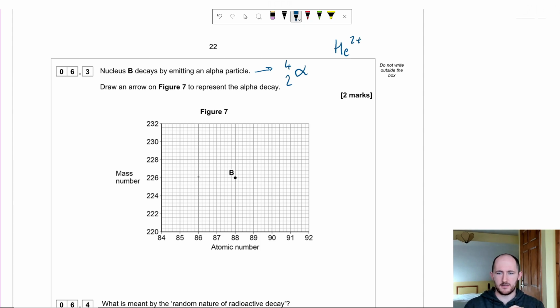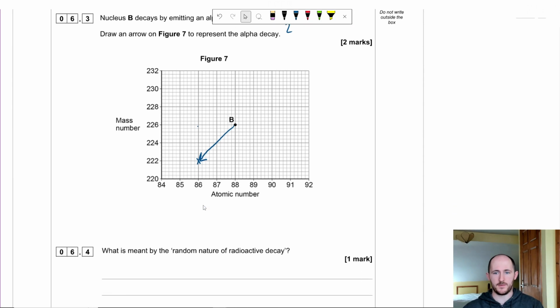So again, we've ended up here. So 226 is now going to be 226 minus 4, which is 222. So we end up down here. So the arrow should just go down and to the left. Because again, we've reduced the atomic number by 2, we've reduced the mass number by 4.